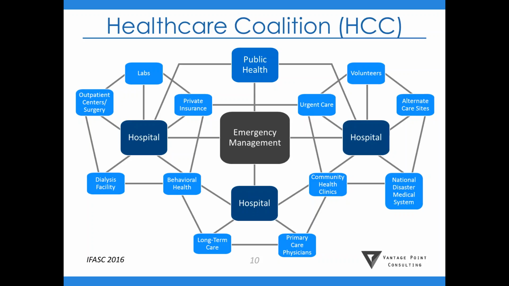So when we're looking at a healthcare coalition, this is kind of all the players and how that looks. As you can see, it really does take a whole community, including the outpatient centers and the ambulatory surgery centers. It includes your emergency management agencies, any hospitals in your area, public health or the health department, urgent care side, alternate care side, community health clinics, primary care physicians, long-term care, behavioral health, dialysis, labs, as well as in each district or throughout the state, there's what we call a national disaster medical system. A lot of times these are run by the Veterans Affairs hospitals that push out to incorporate or engage local hospitals within a national disaster level.